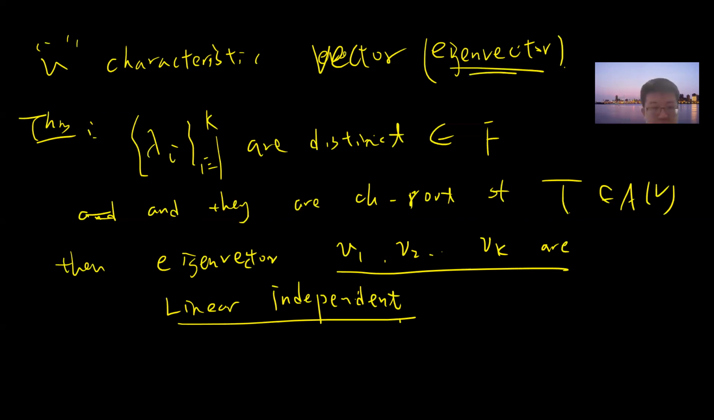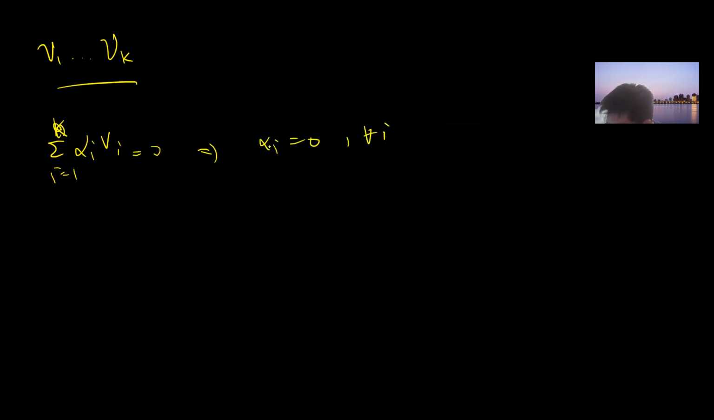Let's see. We need to prove that these are linearly independent, right? So we need to prove that if the sum of alpha_i v_i, i from 1 to k, is 0, then I hope to prove that every alpha_i is 0, right, for every i.